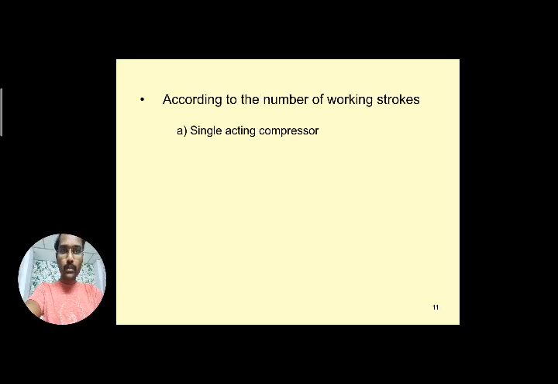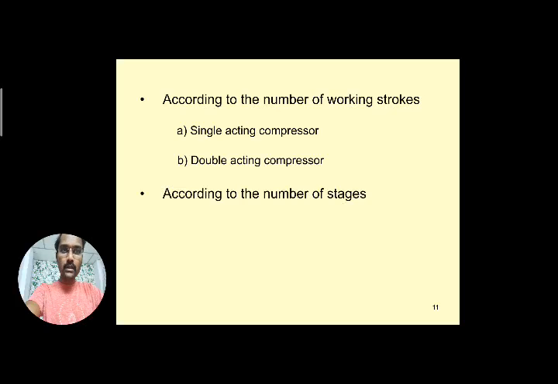Now, according to the number of working strokes, this will happen in the reciprocating compressor. If you consider 4-stroke and 2-stroke engines, where you can see the cylinder and piston arrangements, there are single acting compressors, which means the fluid acts on one side of the piston, and double acting, in the sense that both sides of the piston are used. So according to the number of working strokes, the first one is the single acting compressor and the second one is the double acting compressor. This is the second factor.